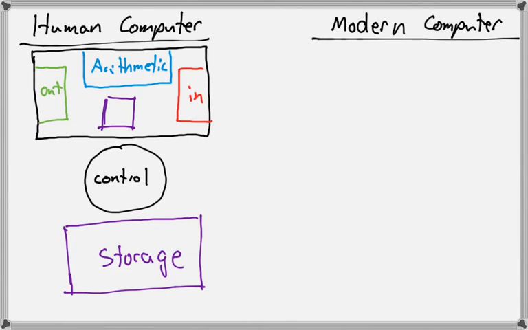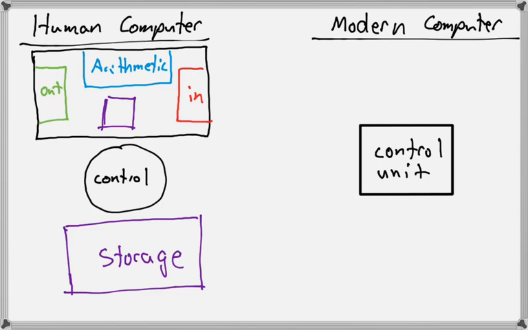So, what's a modern computer? Well, instead of having a human, a modern computer has something called a control unit. It's a circuit that's basically designed to follow instructions. We give it a program or a list of instructions and data, and it executes the program. It follows the instructions. It does this by utilizing a circuit called an arithmetic logic unit, or ALU, which is effectively a calculator that it can use to perform computations.